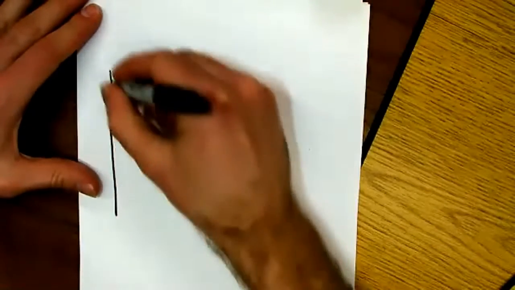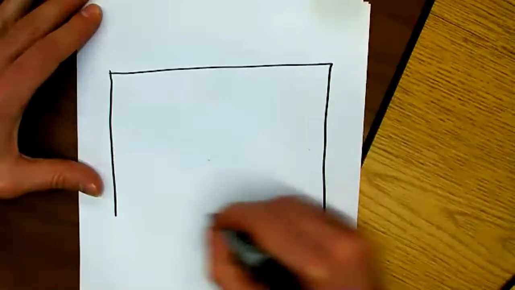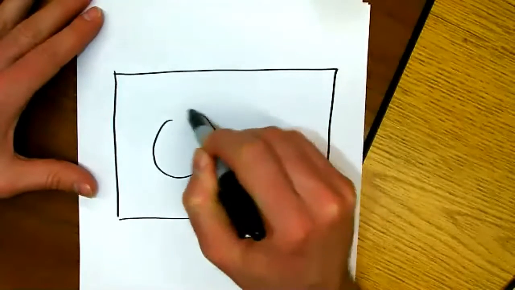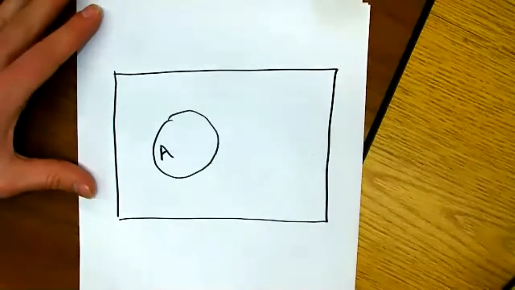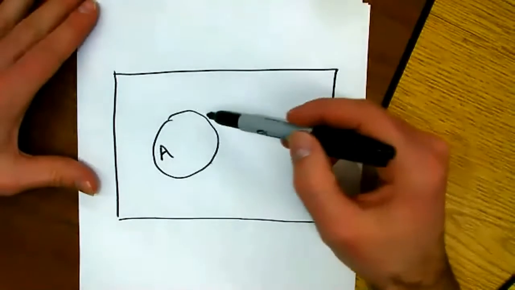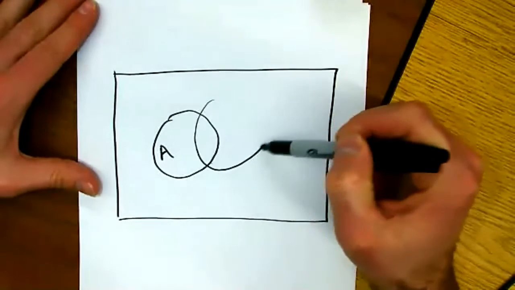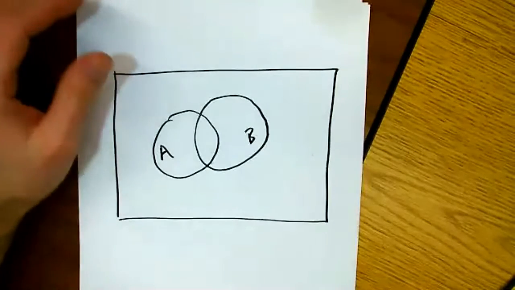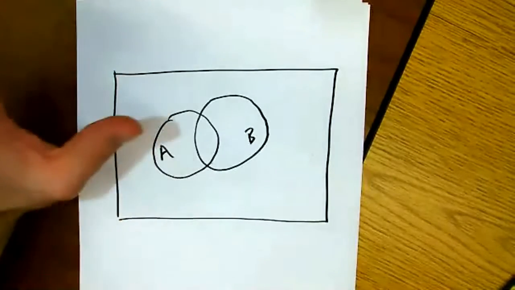So let's say I've got this entire experimental outcome space, right? And let's say circle A is right here, and let's say circle B is right here. Okay? Now I'm going to break this down into 3 components.